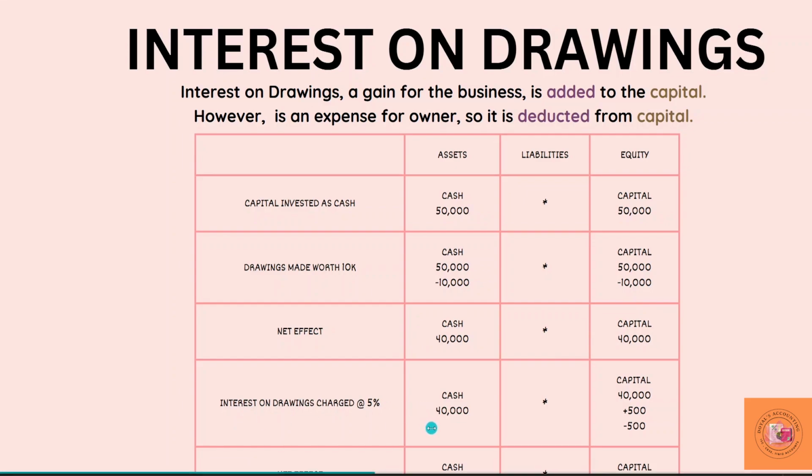We will not touch cash because this is a transaction related to drawings which is linked to the capital. To capital we will add 500 rupees and we will reduce 500 rupees. The net effect will then be cash 40k and capital 40k. So the interest on drawings will be added to the capital as well as deducted from the capital, thereby maintaining total assets being equal to total liabilities.